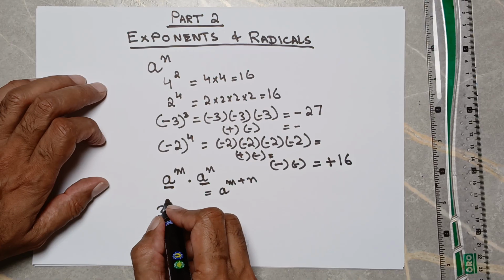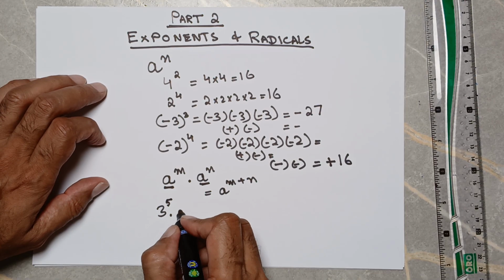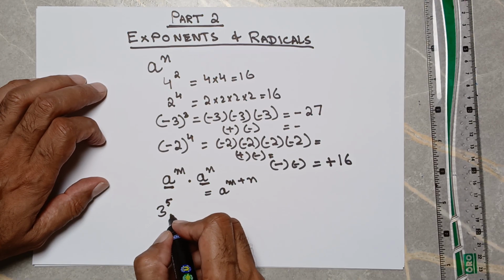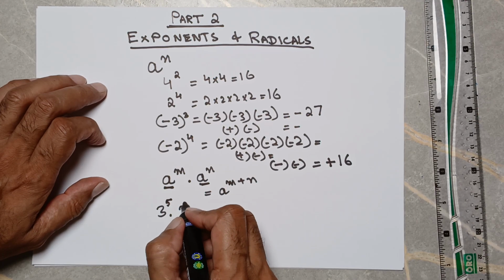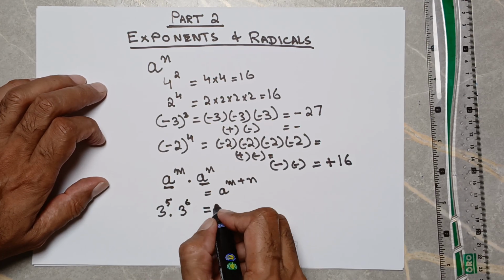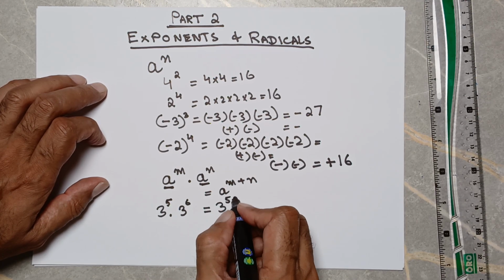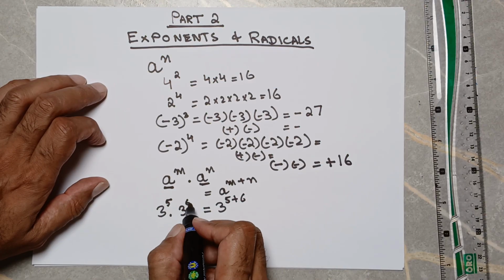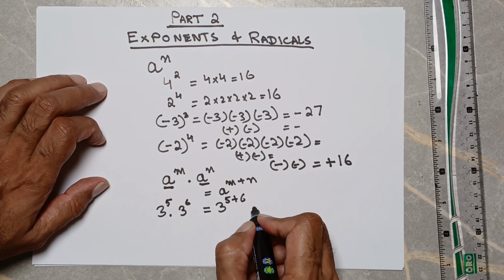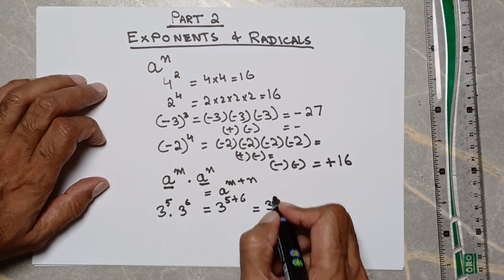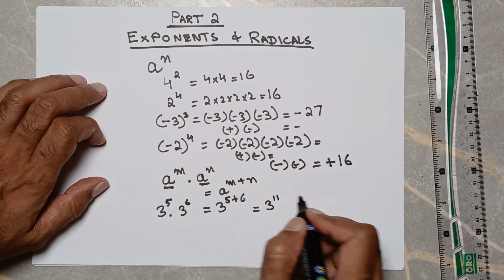For example, 3 raised to the power 5, dot, which is your multiplication, and 3 raised to the power 6. That means 3 to the power 5 plus 6. Look, the powers are added. Why? Because the bases are the same. So that will give you the result of 3 raised to the power 11.